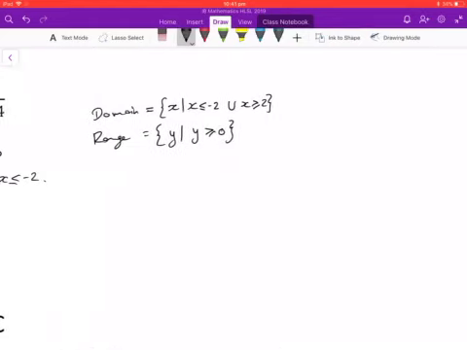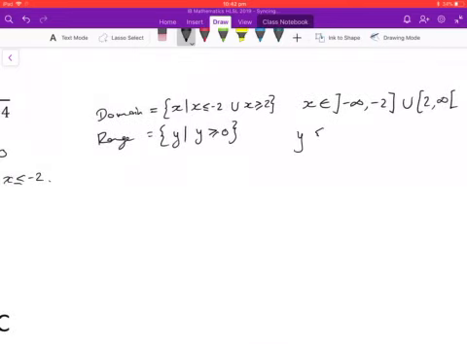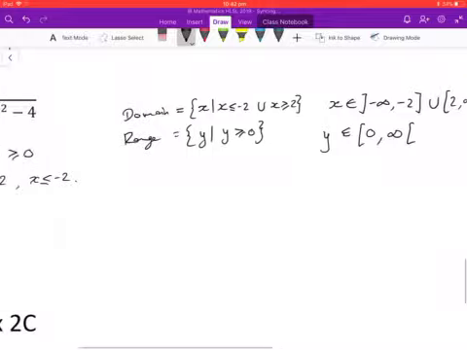And again, interval notation would look like this. x belongs to the set from negative infinity to minus 2, inclusive, and from 2 to infinity, inclusive, but it can't be inclusive of infinity. And y belongs to, well, we're inclusive of 0 all the way up to infinity and non-inclusive. So there you have it.